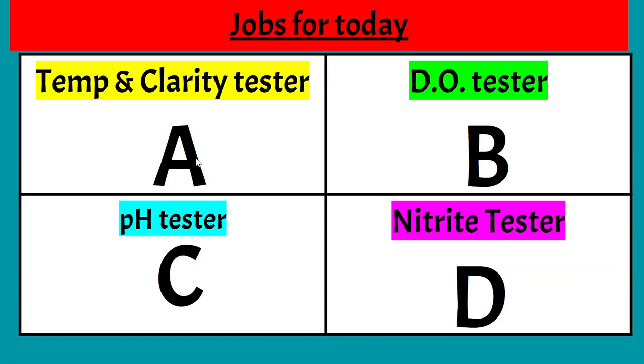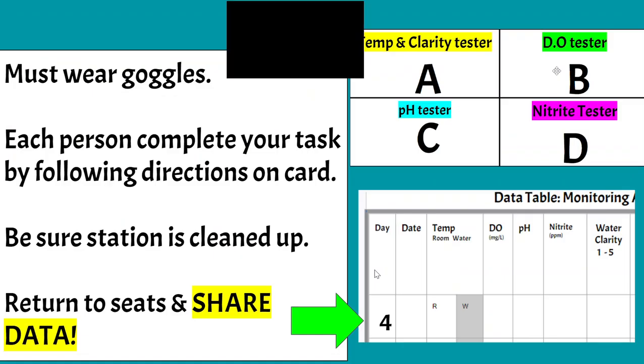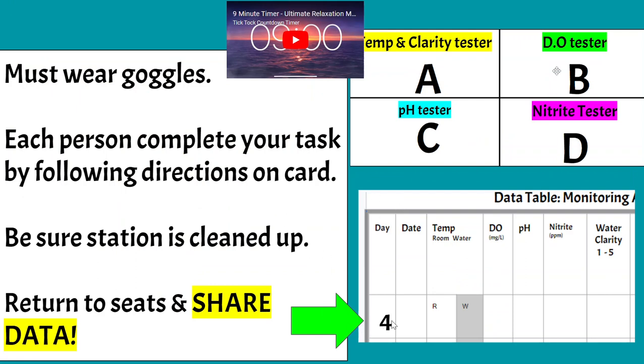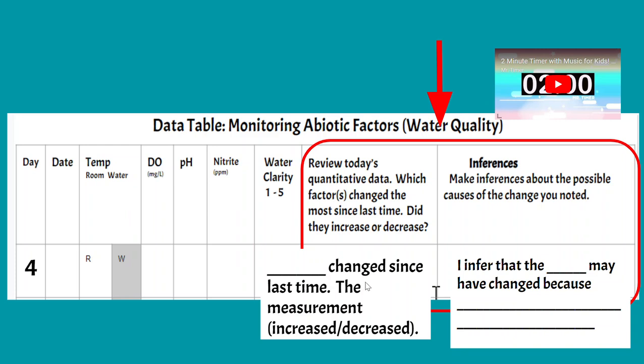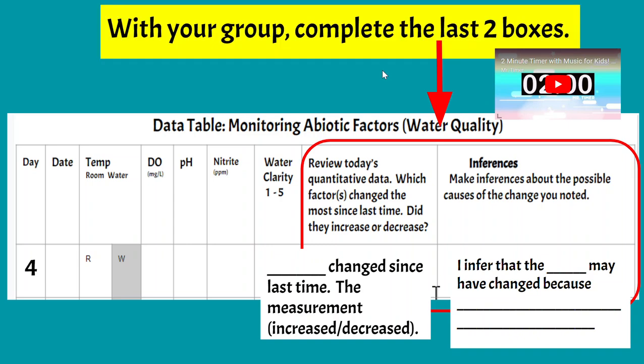Today's jobs, A is going to be temperature and clarity, B is dissolved oxygen, C is pH, and D is nitrite. If you are absent, make sure you get the data from somebody from your table. All right, so it is day 4 that we are testing, and in class we'll have a room temperature, and then once everybody does their testing, they're going to get quantitative data for all of the boxes. After everybody finishes, we want to think again, what changed from the last time, and what do we think might be the cause? What can we infer was the reason for that change?